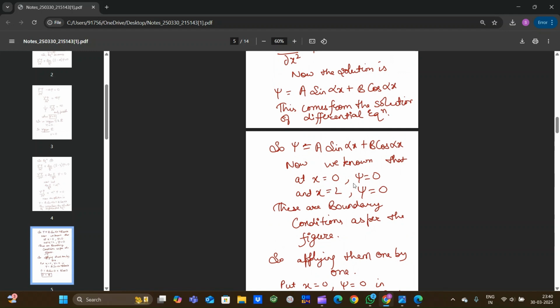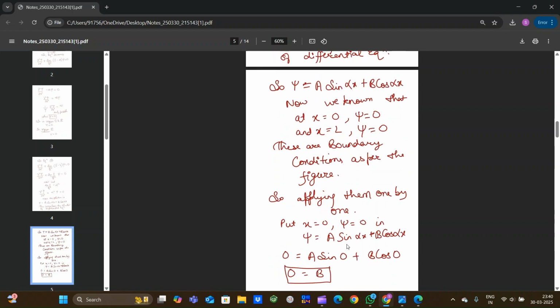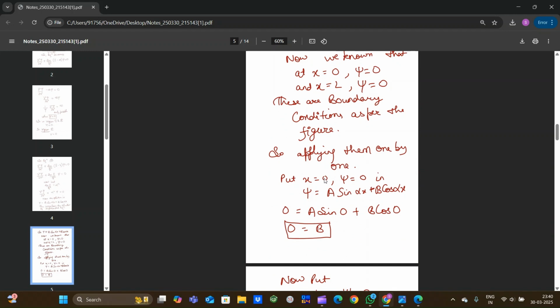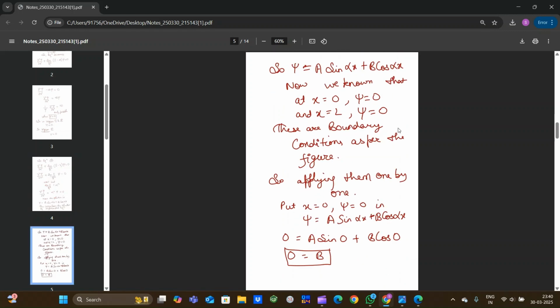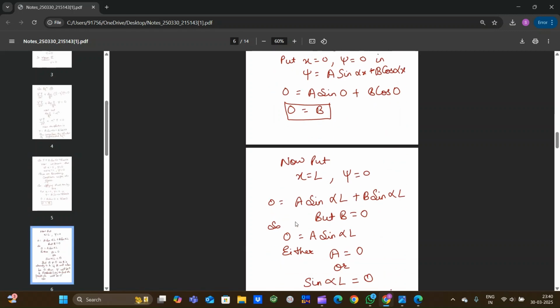Now let's first put x equals 0, psi equals 0. Put psi equals 0 and x equals 0 here. So this becomes psi is equal to a sin alpha x plus b cos alpha x. We have put x equals 0, so psi is equal to 0. Sin 0 is 0, so a has no meaning, and cos 0 is equal to 1, so b is equal to 0. This shows that if b is equal to 0, psi only depends upon a sin alpha x and not on this term. Now we have the situation that psi is only dependent upon a sin alpha x.